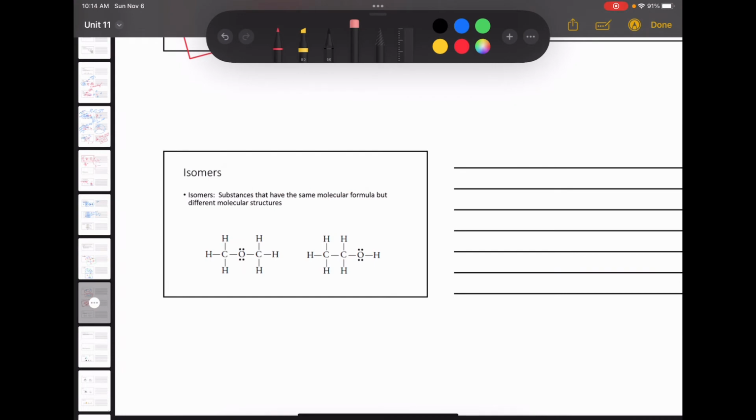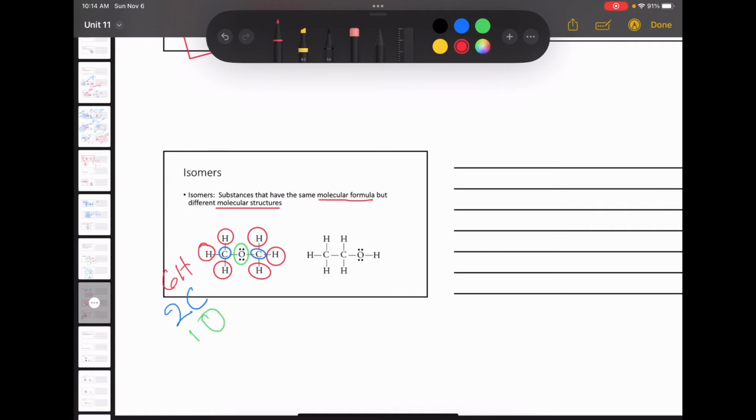So when it comes to isomers, isomers are substances that have the same molecular formula but a different molecular structure. What does that exactly mean? So if you look at these two molecules, we have 1, 2 hydrogen, 3, 4, 5, and 6. So we have 6 hydrogens. We have 2 carbons, right? 1, 2. And if you look at the oxygen, we have 1 oxygen.